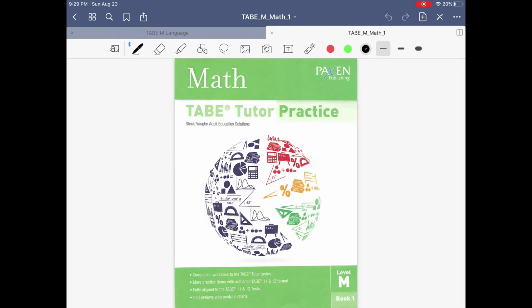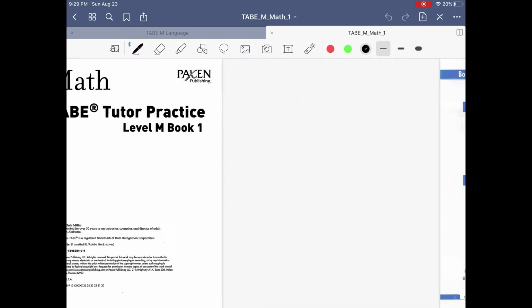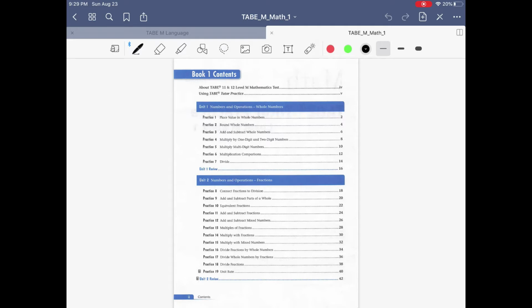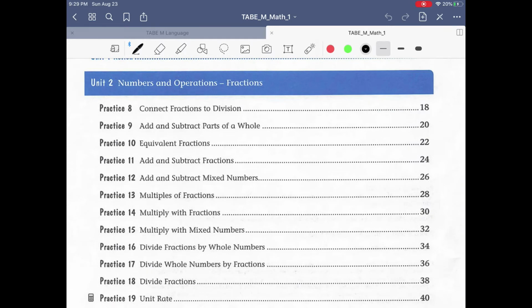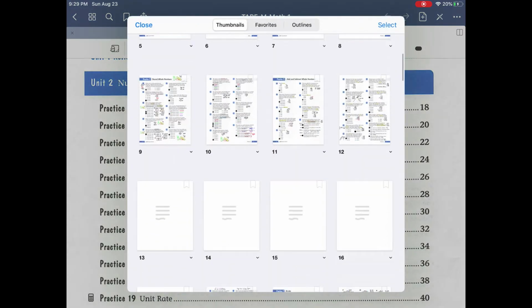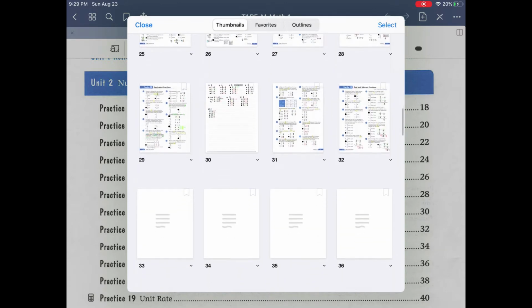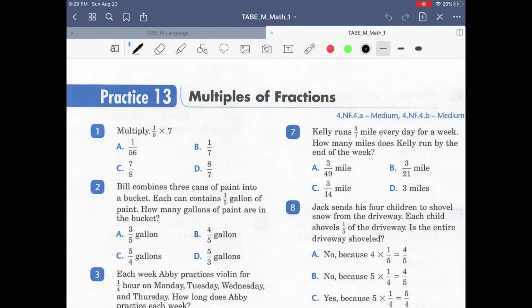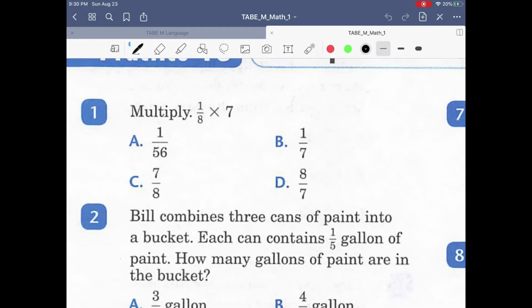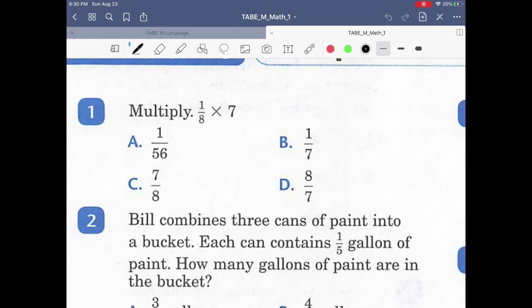In today's video, we're looking at Practice 13 in the TABE Tutor Practice Math 1 workbook. That's a mouthful. So let's turn to our table of contents and we'll see where we need to find the lesson in the book. It's multiples of fractions on page 28. So we are now moving into multiplying and then eventually dividing fractions. And we're moving through this workbook pretty rapidly. So Practice 13 is dealing with multiplication of fractions.